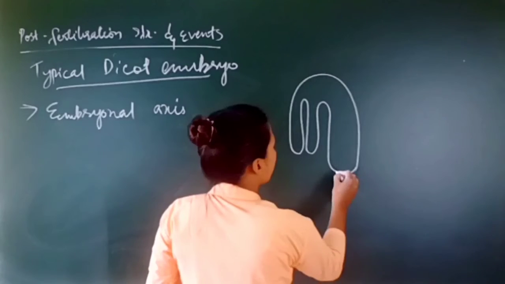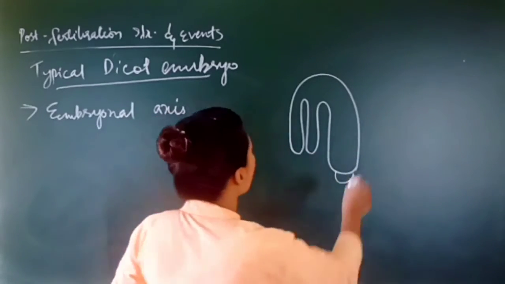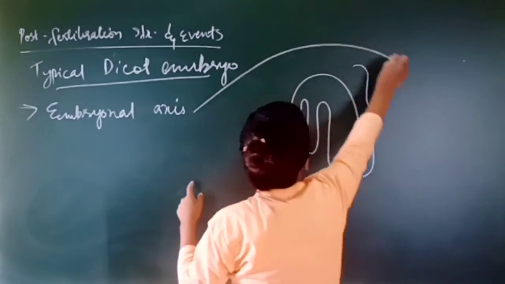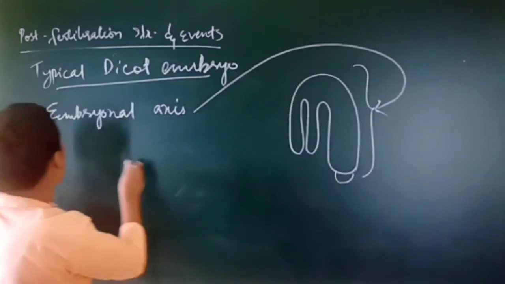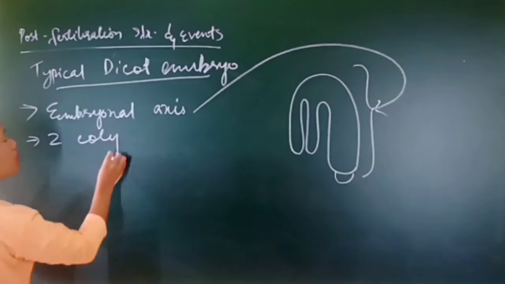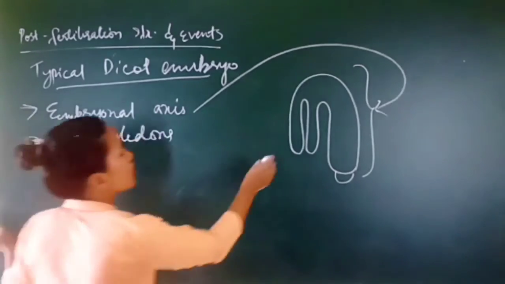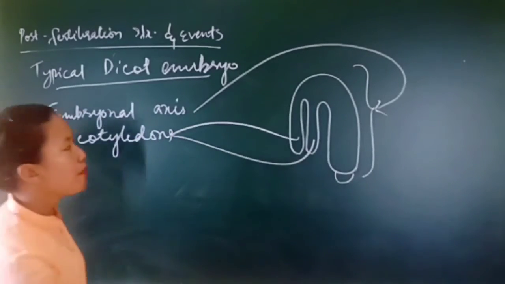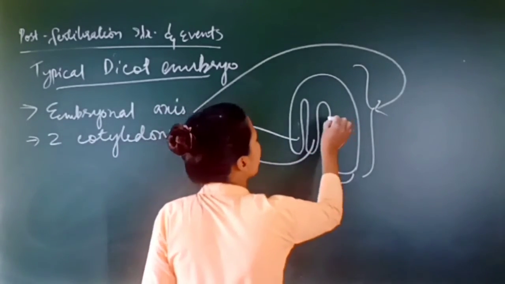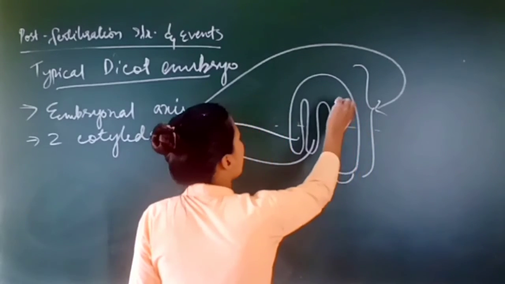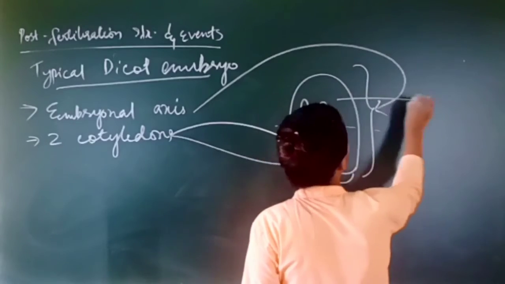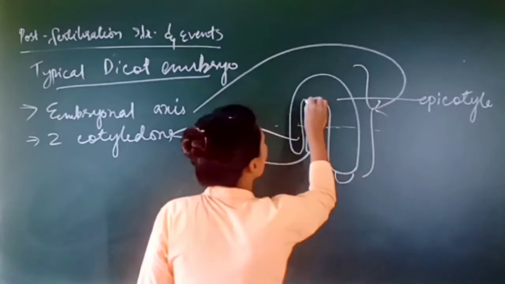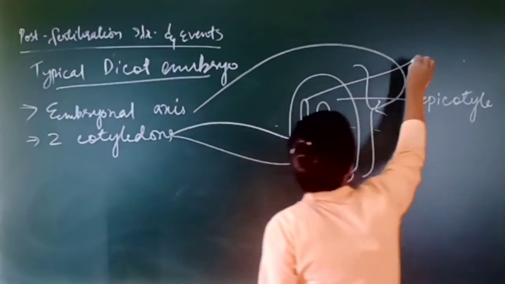So this is the embryo of this dicot. This whole part is called the embryonal axis, and then it has got two cotyledons. These are the two cotyledons. Now the part above the level of these two cotyledons is called the epicotyl. Let me write it down on this side: epicotyl. And this epicotyl terminates into a plumule. Plumule is here.